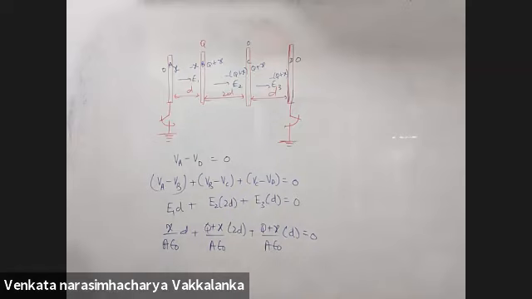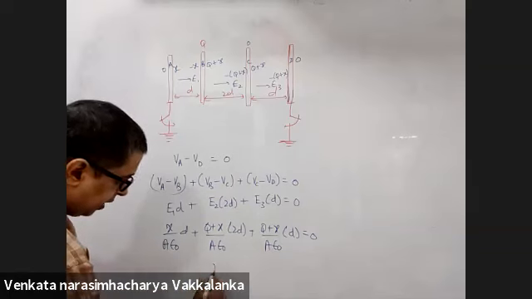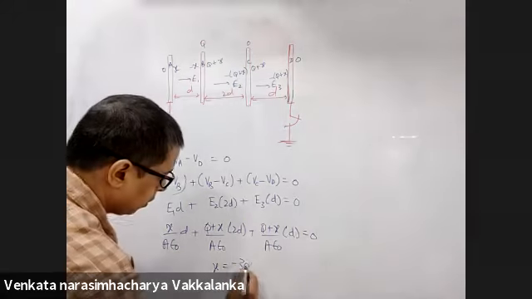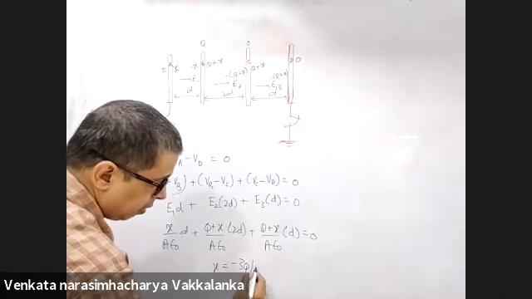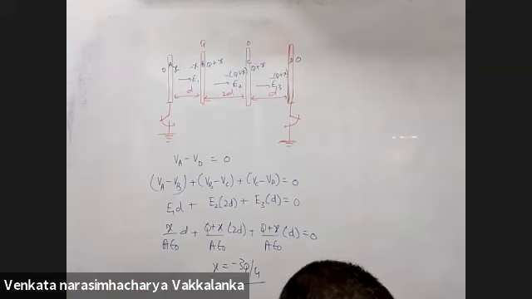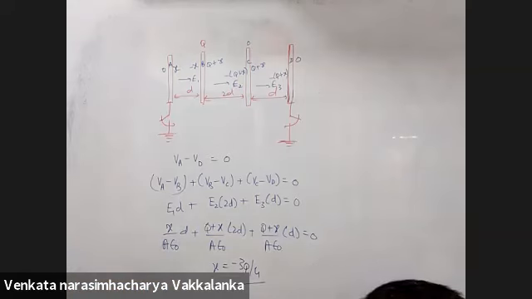Sir, is x minus 3q by 4? No. What are you getting from here? Minus 3q by 4. Sir, in VC minus VD, shouldn't it be 2 times q plus x? One second. No. Sorry, sir. I got it.